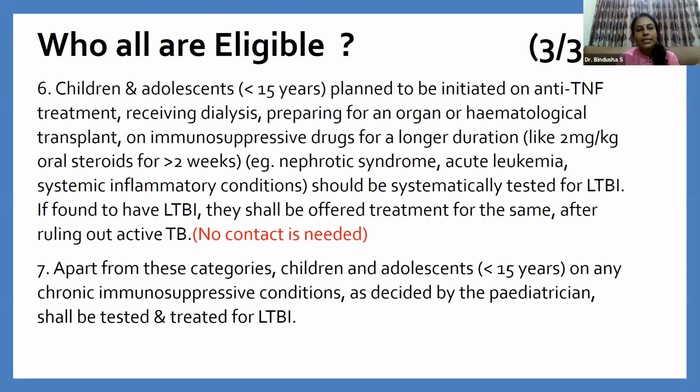So these are the indications. There are 7 groups of indications. Some, like less than 5 years and children born to mothers with tuberculosis, we were giving earlier, but we need to extend to these groups also.